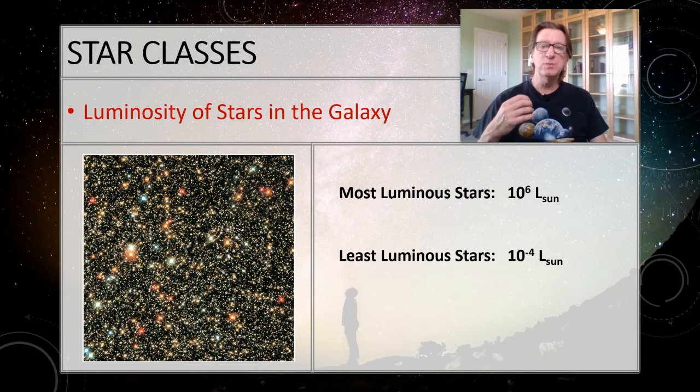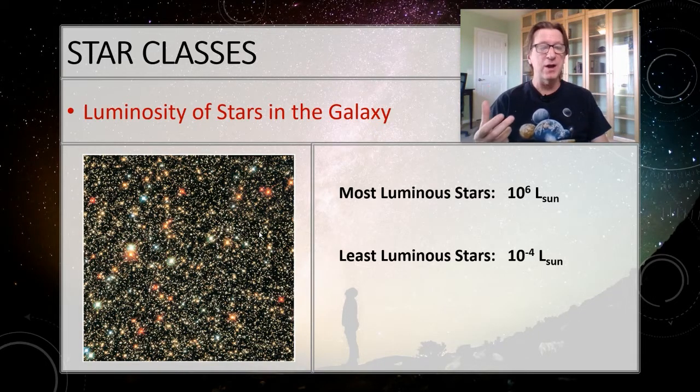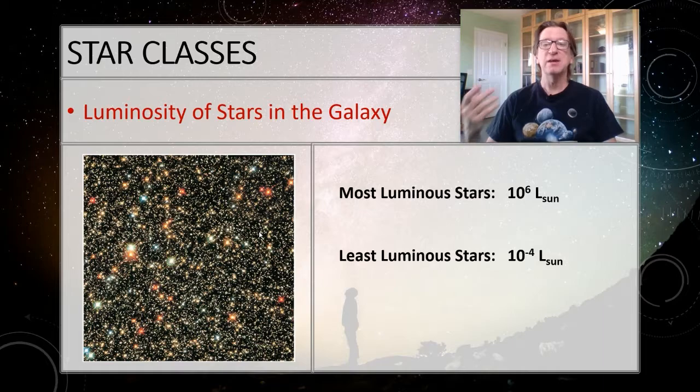So we've got some very bright stars and we've got some very dim stars here. The most luminous stars in the galaxy that we have ever found have been about 1 million solar luminosities, 10 to the 6 solar luminosities. So that's 1 million times brighter than the sun. The sun is incredibly bright. If you stare at it, you're going to go blind. Now imagine that we've got one that's 1 million times brighter.